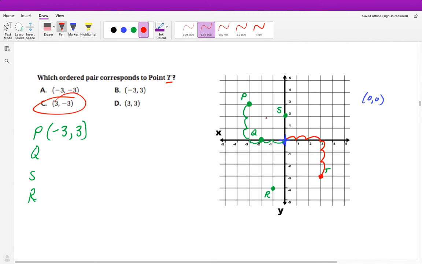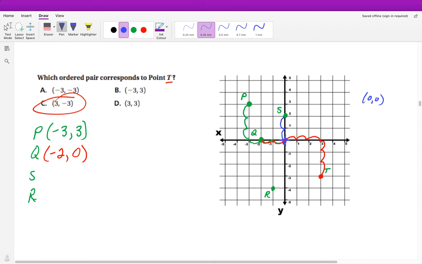I'm going to do Q in red. So in Q, we moved 1, 2 to the left. So that means it's -2. And we didn't move anywhere up or down. We stayed on that axis. So that means my value for that is 0, because we never moved up or down. So it's at 0.